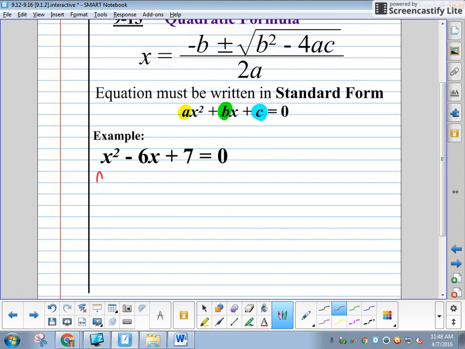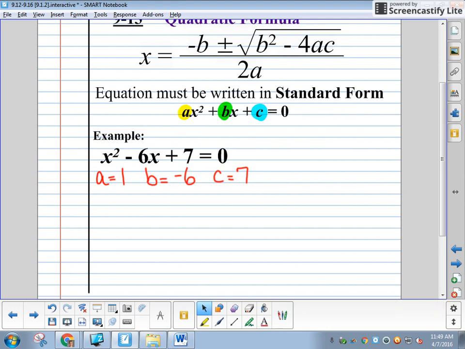So in this case, the coefficient of x squared, a, is 1. Remember, if there's nothing there, there's actually a 1 out in front. The coefficient for the x term, b, is -6, and the constant, c, is 7. So I find a, b, and c from my equation. I do want you to write each of these out anytime you're solving using the quadratic formula.